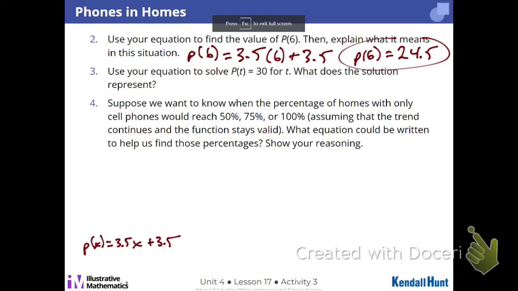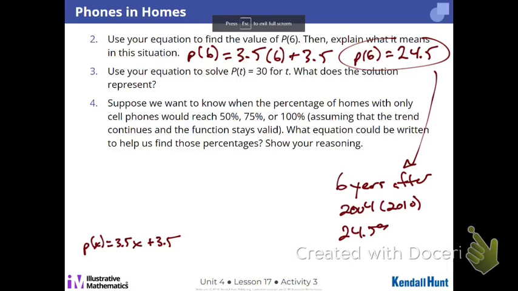To explain what this means, I'm going to go down here where I have space. That means 6 years after, what was the reference here, 2004? Yeah. Which would put us in 2010. 24.5% of homes had only cell phones. That's what that means in context.